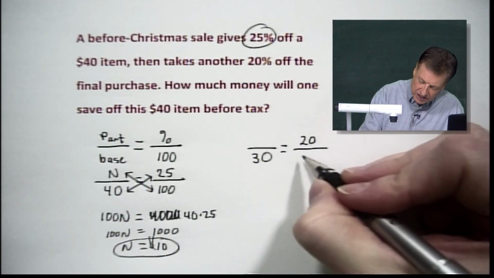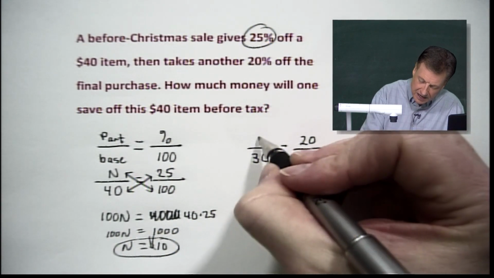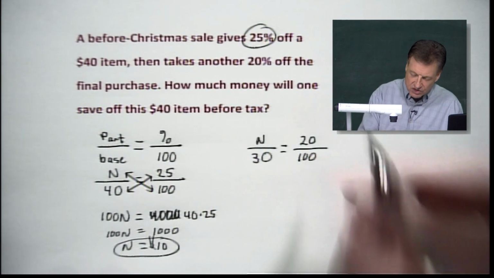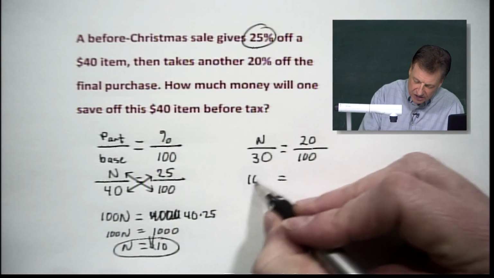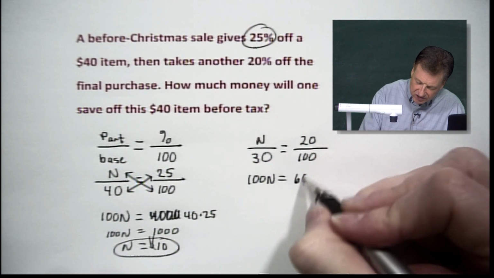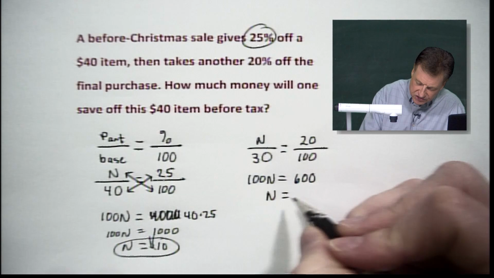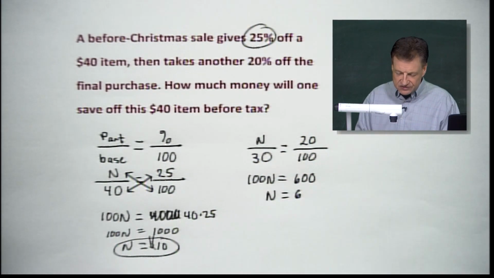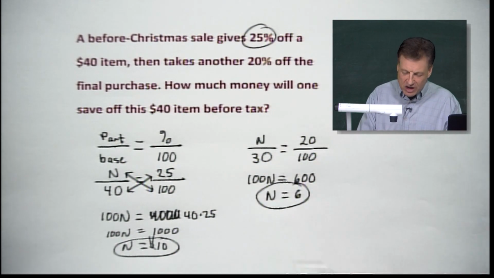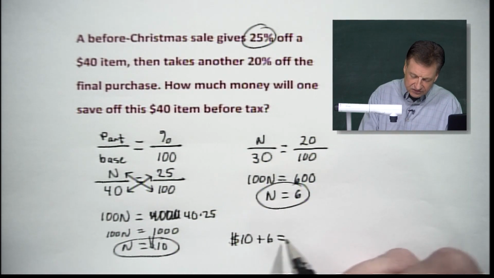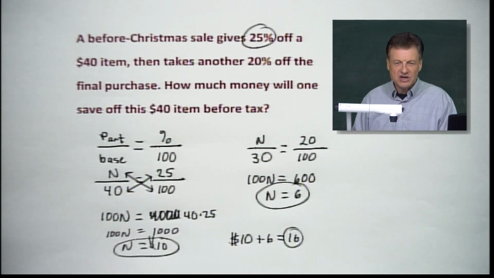And here we go, 20 over 100. And again, it's not $20 you lose, friends, all right? So cross multiply, let's see, we got 100n equaling 600. It looks like this time our new discount is going to be $6, because we're going to divide that 100 into 600. So how much money did you actually save? You saved 10 plus 6, and that gave you $16 back.